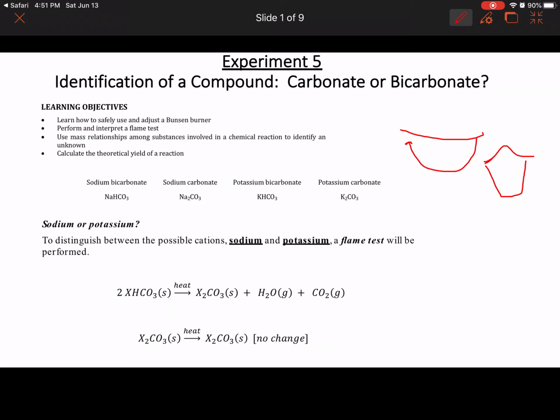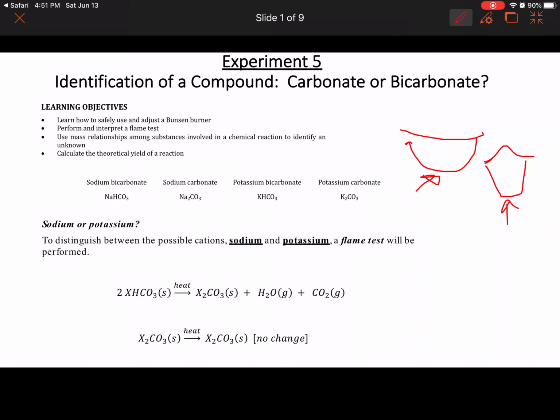So you're going to put your carbonate or bicarbonate into an evaporating dish. This is the evaporating dish, and this is how the crucible looks. When you watch the virtual video, you can see how it's being used. First, you're going to get the mass of the evaporating dish and the watch glass together, or the crucible and the lid together.